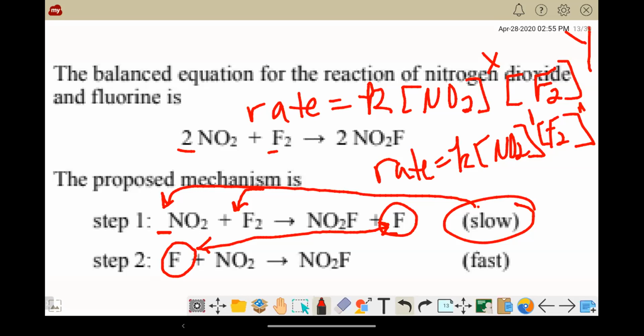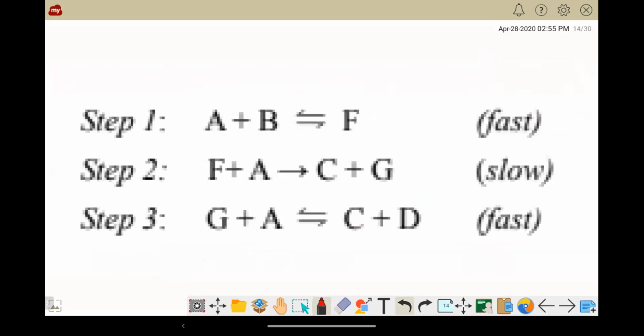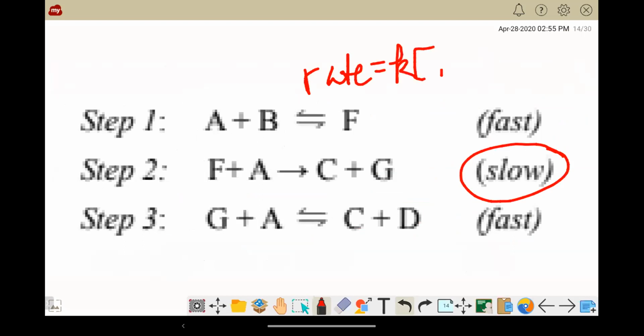So when your first step is the slow step, writing the rate law is relatively simple because you just look at the reactants at the beginning and those coefficients become the exponents. It's a little bit trickier when the slow step is not the first step. Right? So here they're telling me that the slow step is the second step. So I'm going to do my same process, and I'm going to say rate equals rate constant times the concentration of F times the concentration of A.